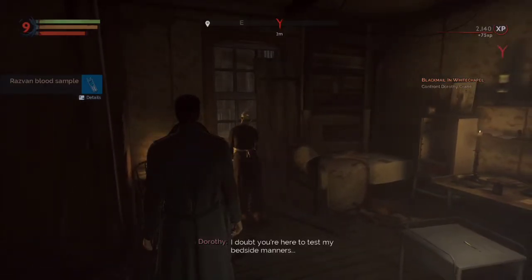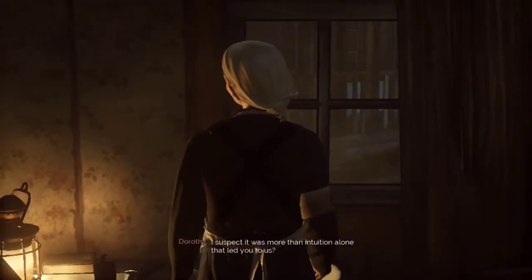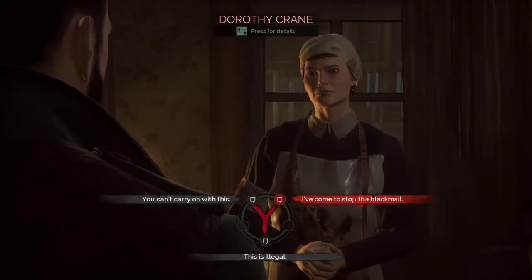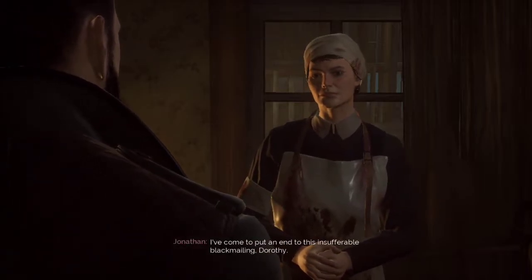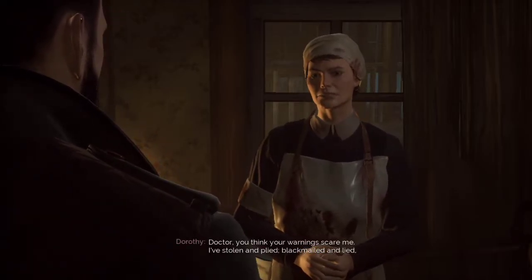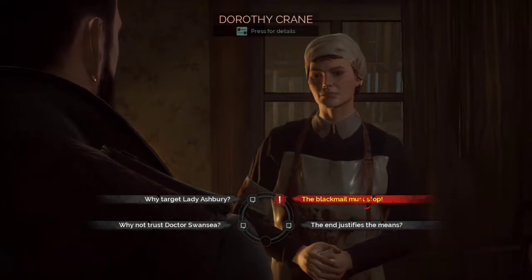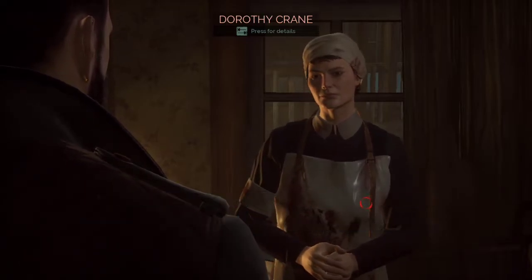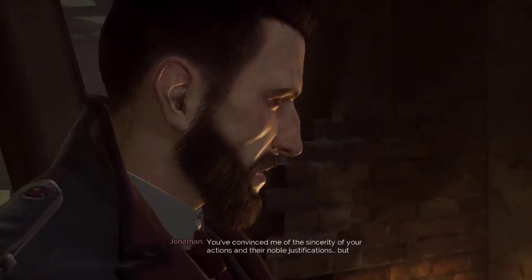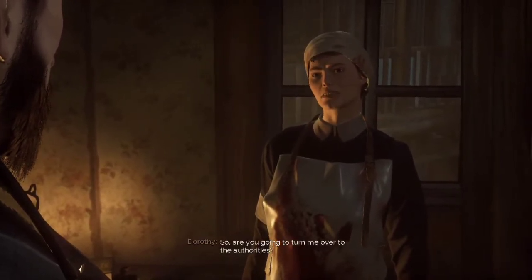I doubt you're here to test my bedside manners. I suspect it was more than intuition alone that led you to us. So, how might I be of service, Dr. Reid? I've come to put an end to this insufferable blackmailing, Dorothy. Doctor, you think your warnings scare me? I've stolen and plied, blackmailed and lied, but what else am I to do? I'm all these people have. Well, blackmail has to stop, because it's my primary objective. You've convinced me of the sincerity of your actions and their noble justifications, but all the same, blackmail is a crime, and it will stop, Nurse Crane. So, are you going to turn me over to the authorities?